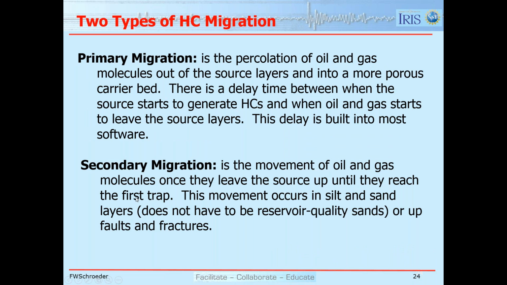There are two types of migration that we talk about. Primary migration, that's the percolation of oil and gas molecules out of the source layers into more porous carrier beds. There can be a delay in geological time between when the source starts to generate oil and gas molecules and when the oil and gas starts to leave the source rocks and gets carried in the carrier beds.